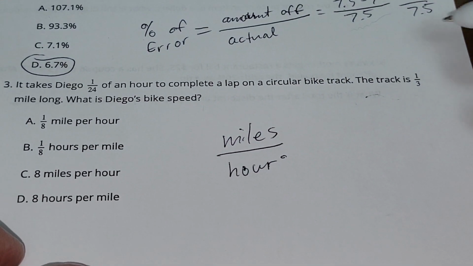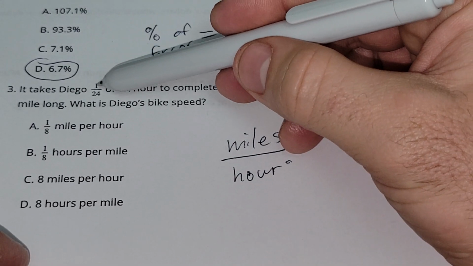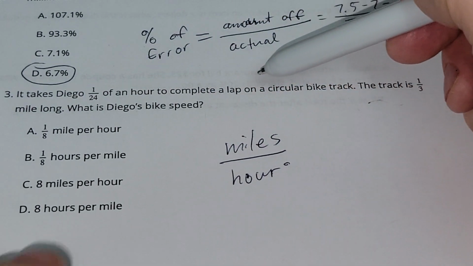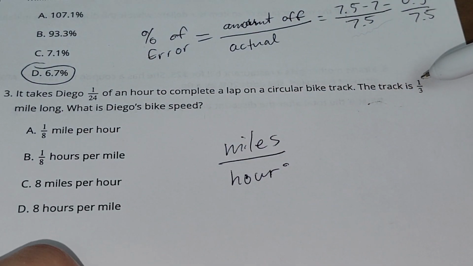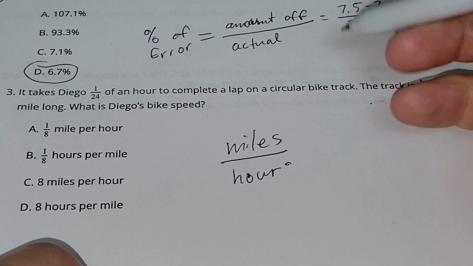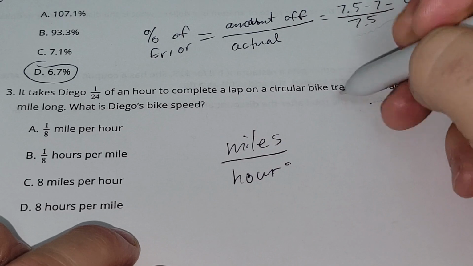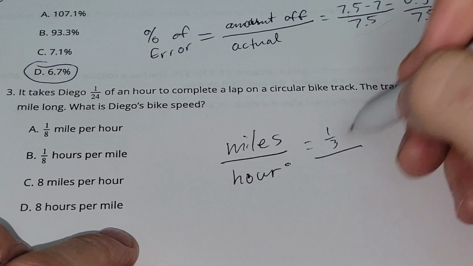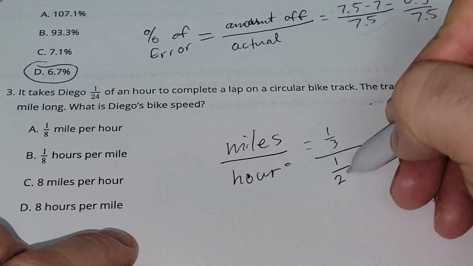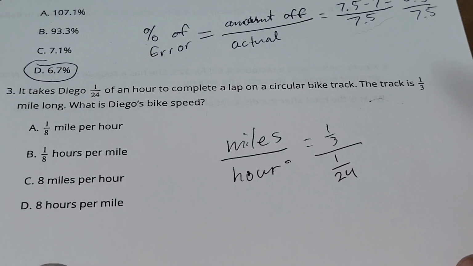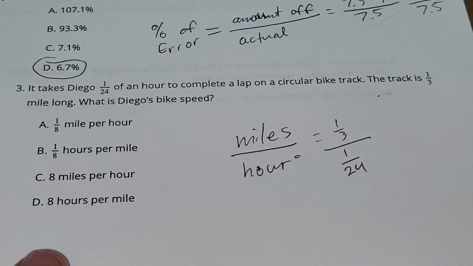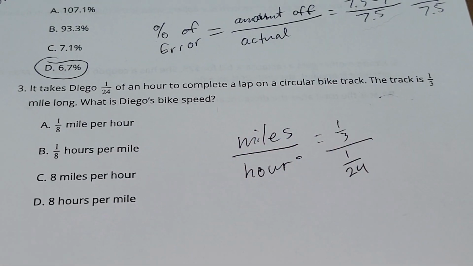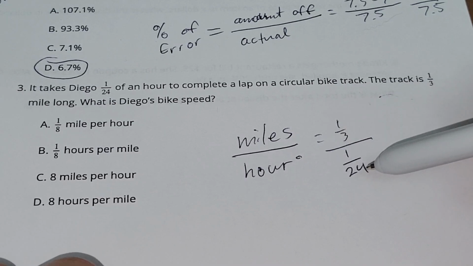Diego is taking 1/24 of an hour to complete the track of 1/3 mile long. So I'm going to get those organized here. The number of miles is 1/3 mile in 1/24 of an hour. You have to be careful here, I see some miles per hour and hours per mile. So I'm going to try to solve this in miles per hour and see what we get.